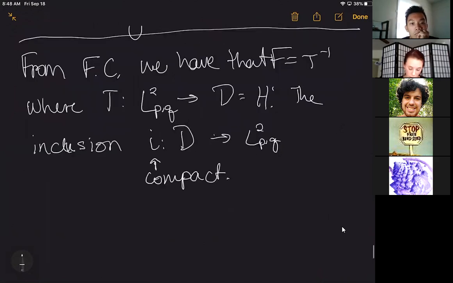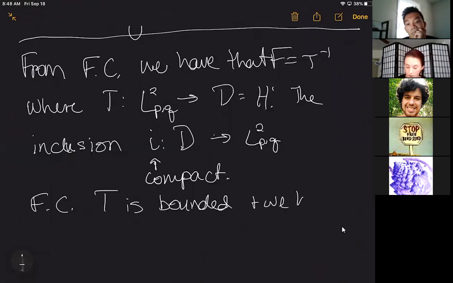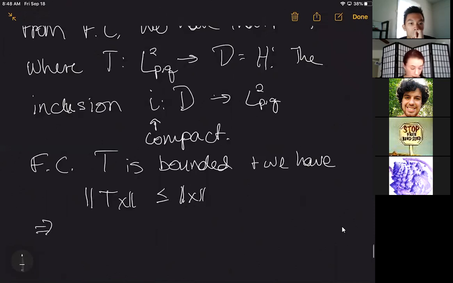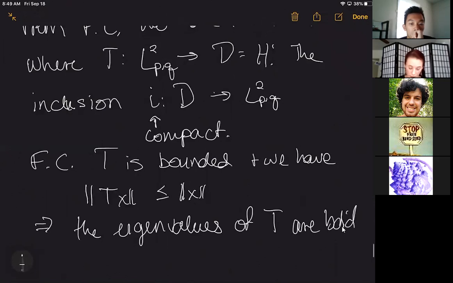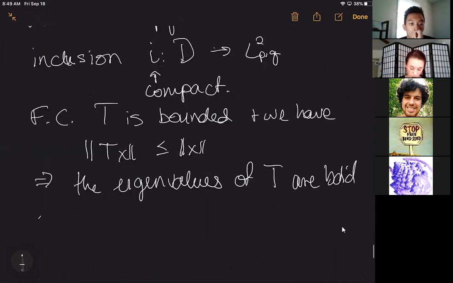Also, from the Friedrichs construction, we know that T is bounded, and we have that this bound holds, which implies that not only is it bounded, but the eigenvalues of T are bounded above by 1.